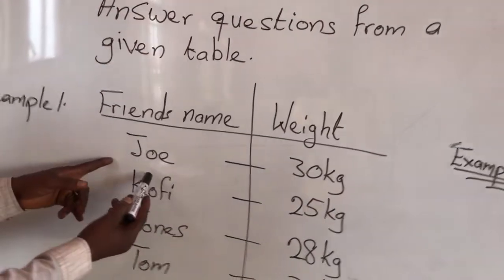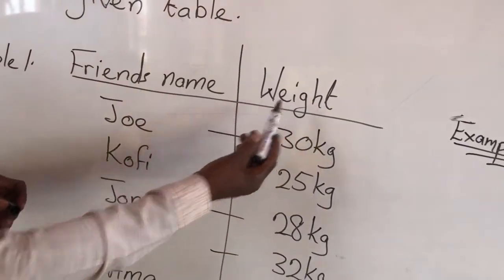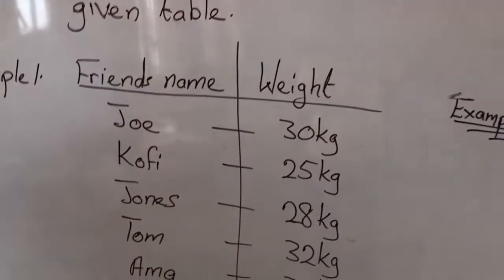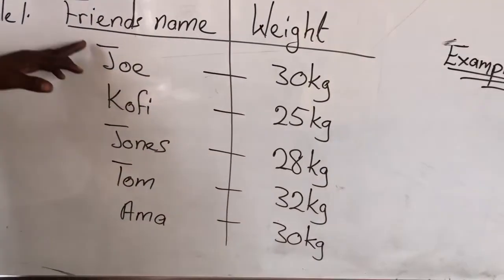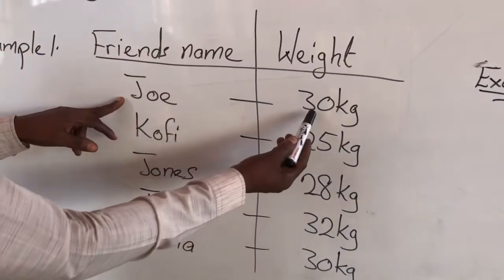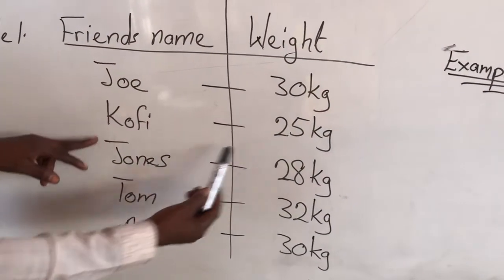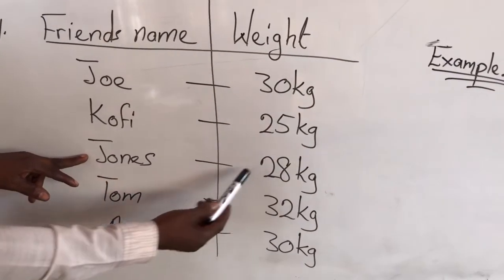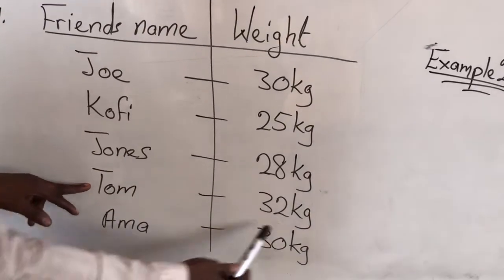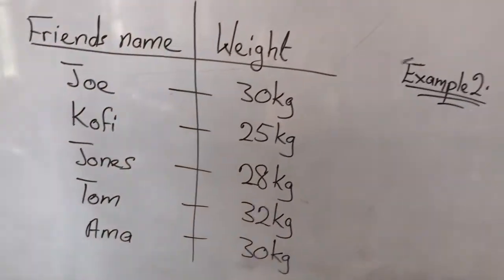We have Joe. This is the friend's name, and we have weight. We also have the various names here, the weights here. Joe weighs 30 kilogram. Kofi weighs 25 kilogram. Jones weighs 28 kilogram. Tom weighs 32 kilogram. And Amma weighs 30 kilogram.